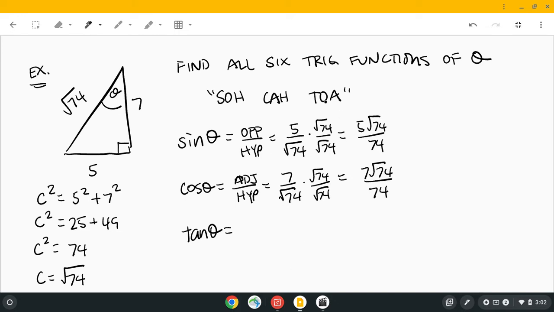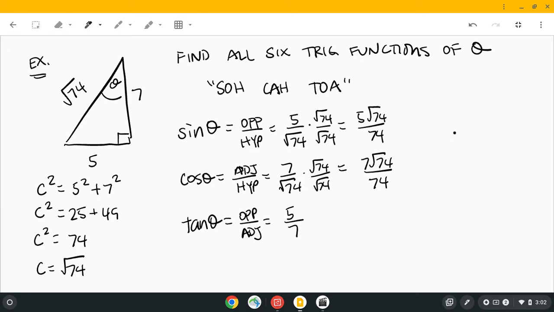Tangent theta is opposite over adjacent, and so that will be 5 over 7. Okay, so we have sine, cosine, and tangent. Once you have those 3, you can easily come up with the other 3.